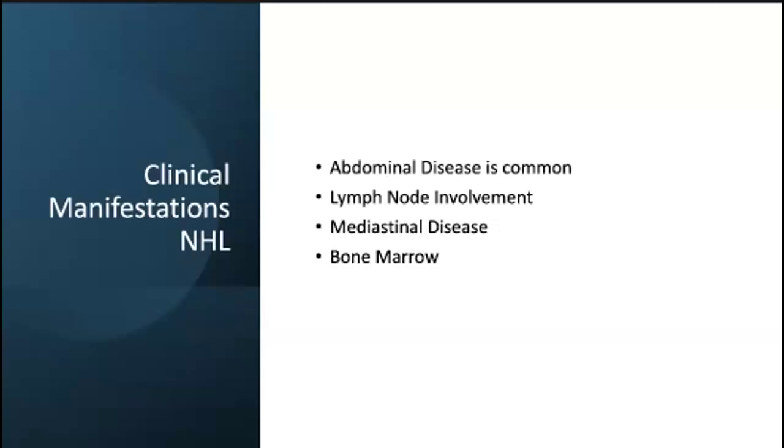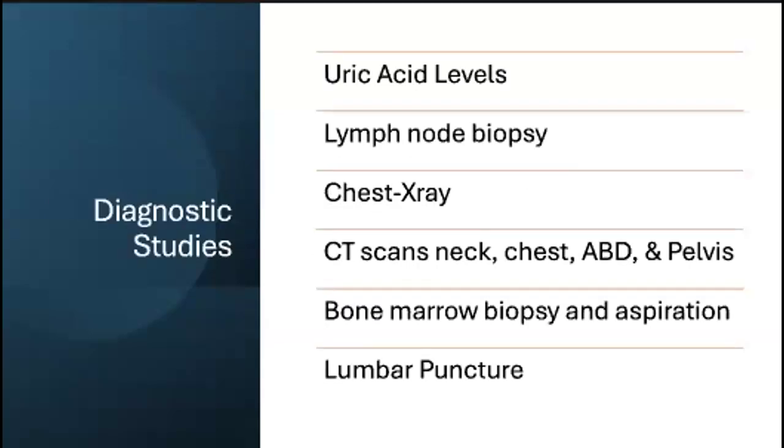Bone marrow involvement leads to a general decline in health. Bone marrow suppression will affect your white blood cells, red blood cells, and platelets. They'll all be low. Diagnosis: uric acid levels are going to be elevated, which indicates rapid growth and destruction of cells. Lymph node biopsies will confirm pathological findings.